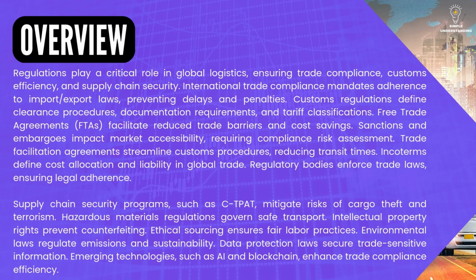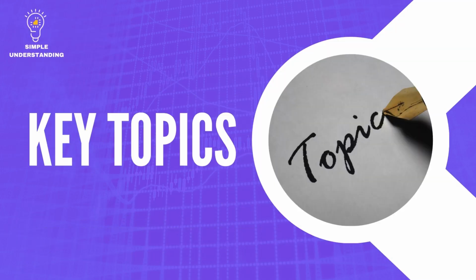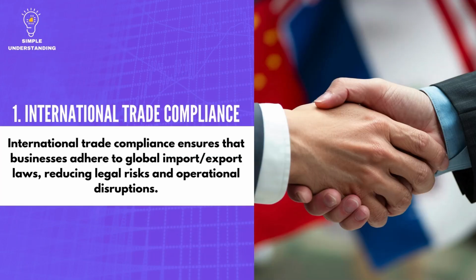Ethical sourcing ensures fair labor practices. Environmental laws regulate emissions and sustainability. Data protection laws secure trade-sensitive information. Emerging technologies, such as AI and blockchain, enhance trade compliance efficiency. Key topics. 1. International trade compliance. Explanation: international trade compliance ensures that businesses adhere to global import-export laws, reducing legal risks and operational disruptions.